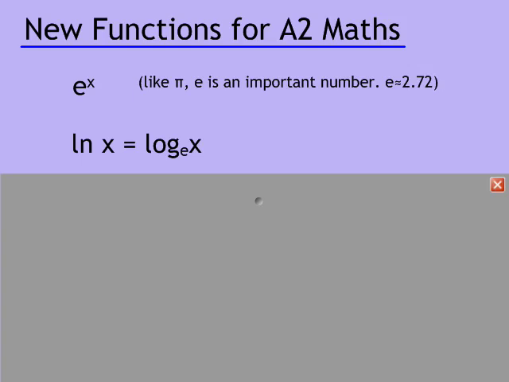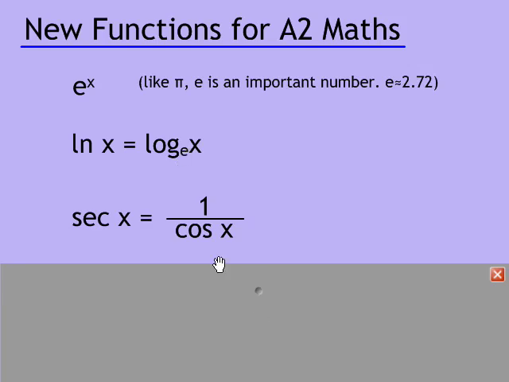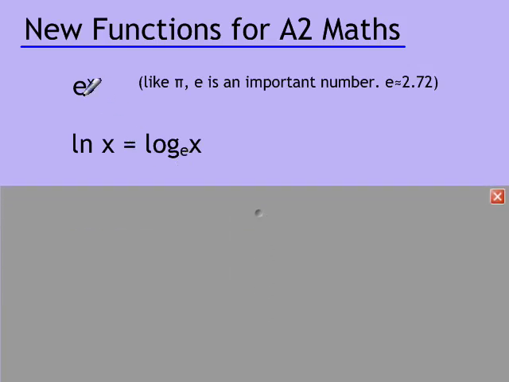ln x is just log to the base e of x. So you've met log to the base 2 of something and log to the base 10. This is log to the base e of x. They're important, by the way. They link together. So just like you can undo 2 to the power x with log to the base 2, you can undo e to the power x with ln x. So those two are actually inverse functions.